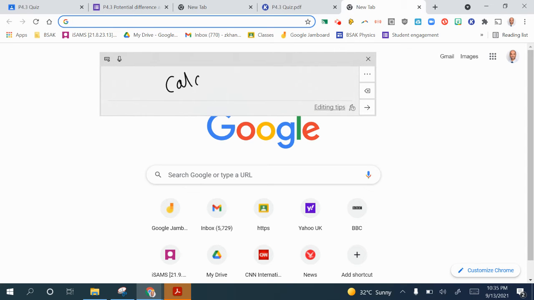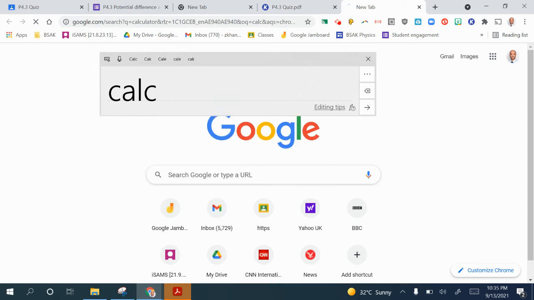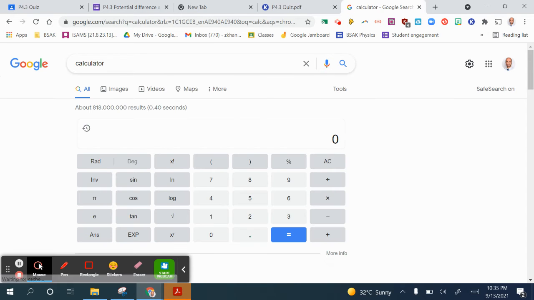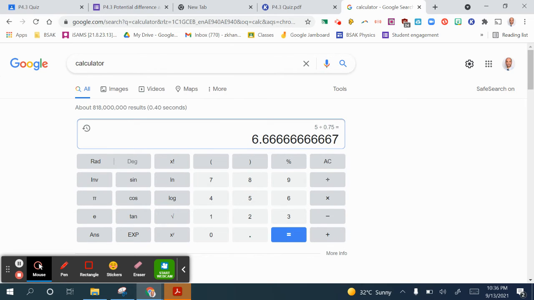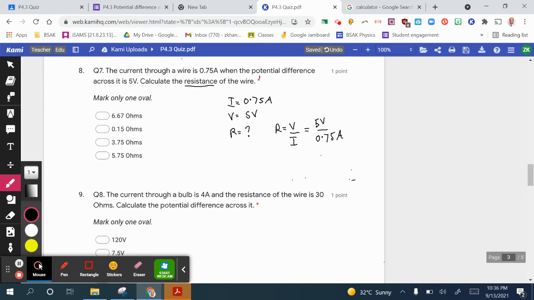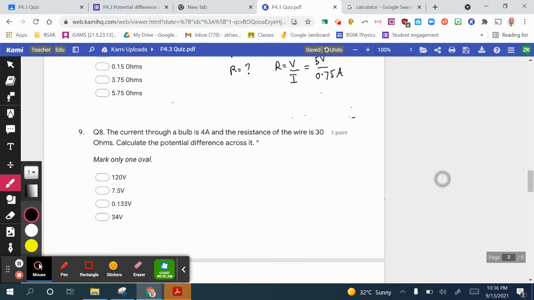okay, there we go. So what were the numbers? 5 divided by 0.75, and that gives us 6.66 recurring, and that is our value there, 6.67 to 2 decimal places.